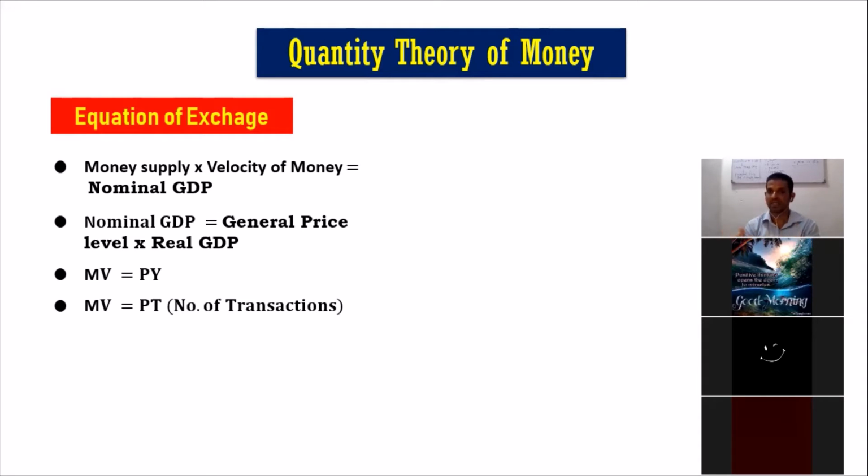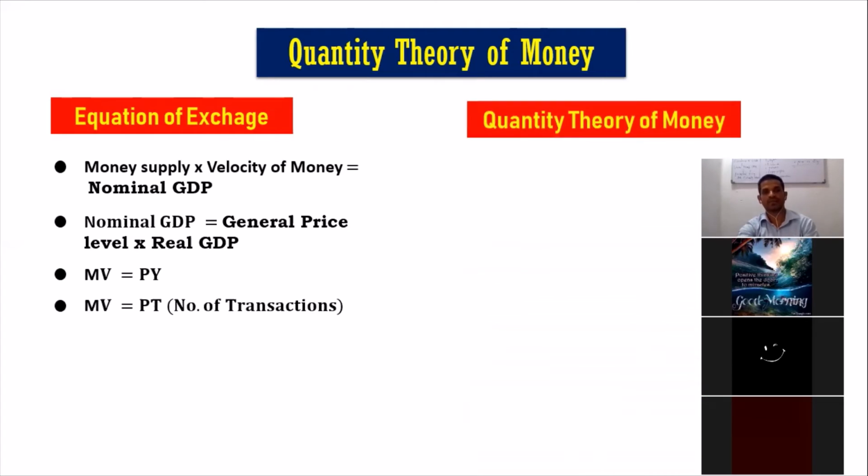For example, today I teach you and you pay me. It's a transaction. And it's real because you get education. There's a value addition. So it is real GDP. So you can say T, or number of transactions, equals real GDP. Then again, in quantity theory of money, what is that? What does it say?